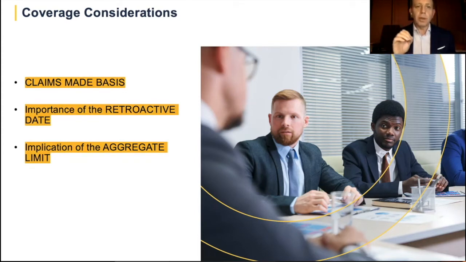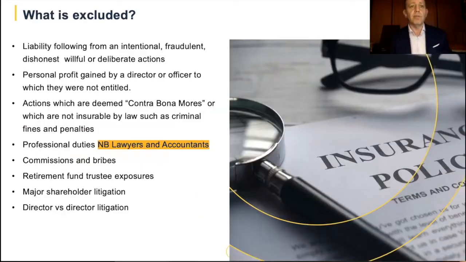But key point on this slide is just to remember that the directors are sharing this limit amongst themselves. So you can run out of cover quite quickly if you've got a small limit. What are the exclusions? I'd say the one that gets triggered most often is that top one, which is your criminal acts, basically, your intentional, fraudulent, dishonest, willful, or deliberate actions.